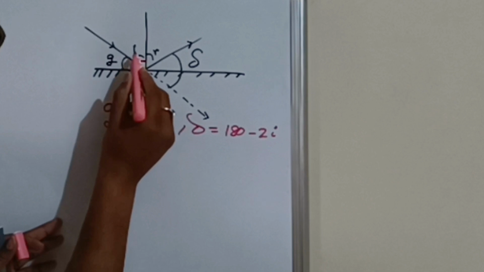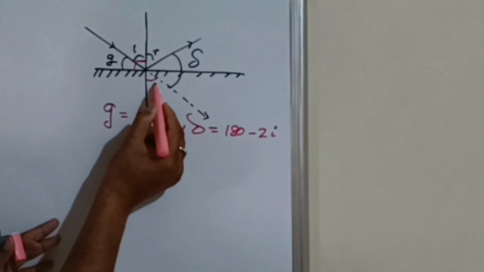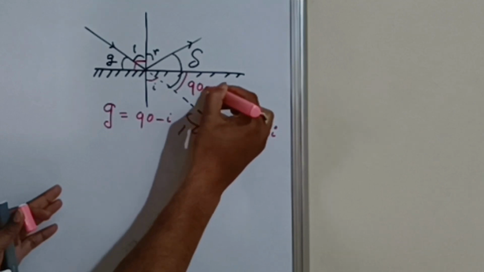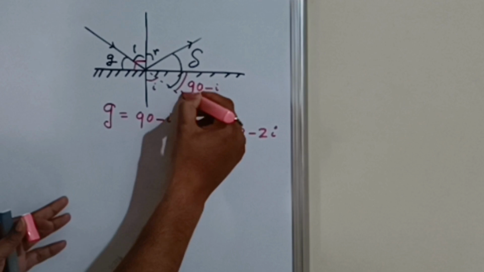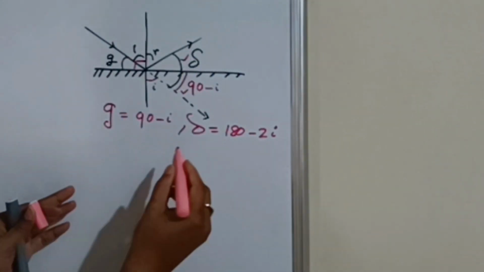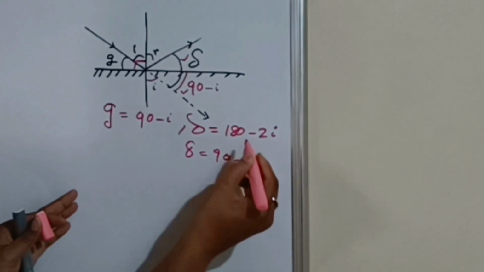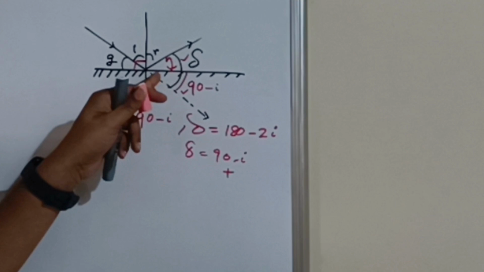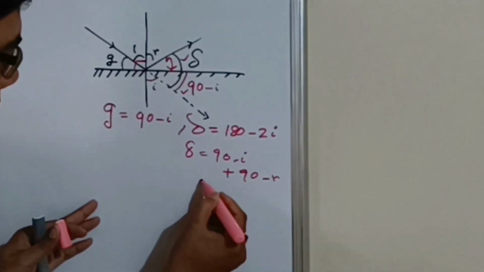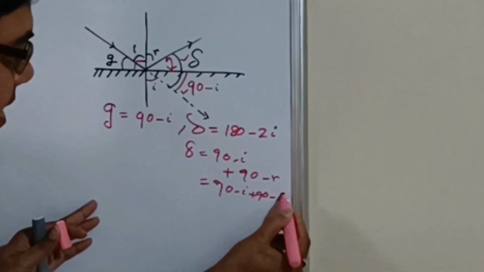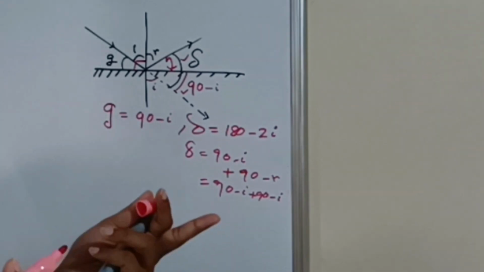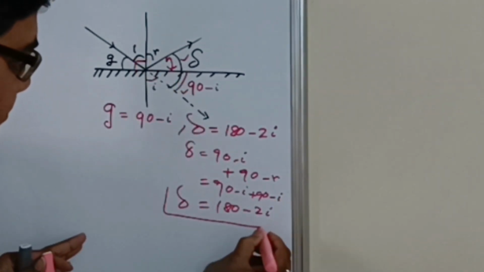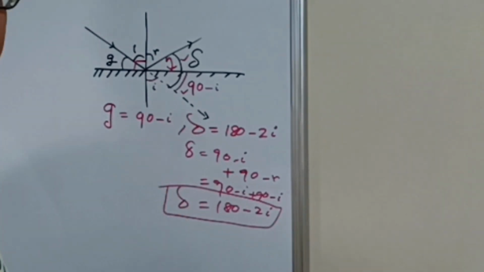See, this is I and this is also I, because of vertically opposite angles. This is 90 degree, hence this is 90 minus I. Correct? So this plus this gives delta. So delta is equal to 90 minus I plus, what is the value of this? This is R, so this is 90 minus R. And we know 90 minus I plus 90 minus I, because R is equal to I as per the laws of reflection. So it becomes 180 minus 2I. This is your formula for the angle of deviation in a plane mirror.